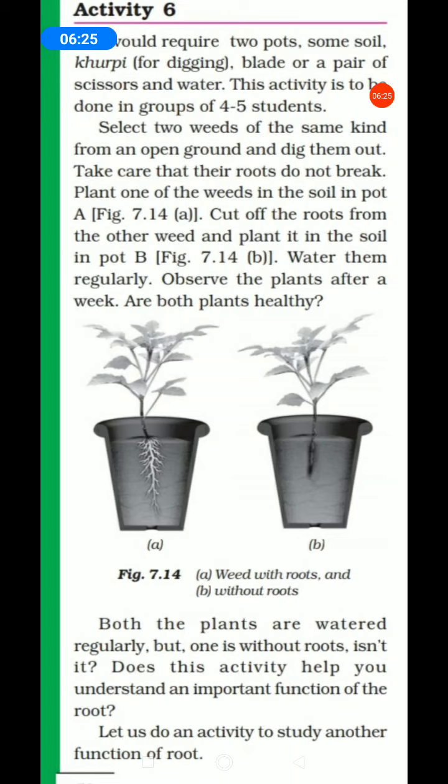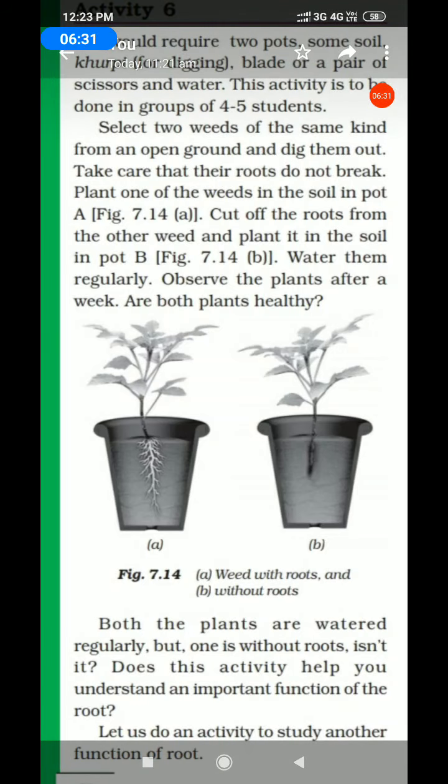See your book, page number 57. Plant with roots, then diagram B, plant without roots. Take care that the roots do not break. Plant one of them in pot A. Next, cut off the roots from the other plant and plant it in pot B. Water them regularly. Observe the plants after a week.